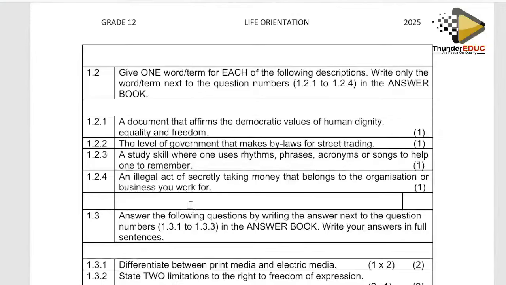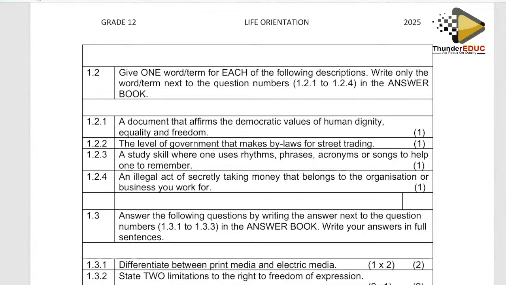So when we come to 1.2, the question requires us to give one word or term for each of the following descriptions. So write only the word or term next to the question numbers 1.2.1 to 1.2.4 in the answer book. 1.2.1, a document that affirms the democratic values of human dignity, equality, and freedom.